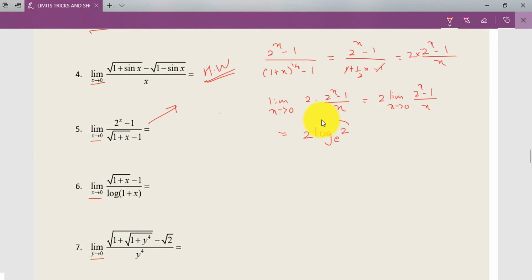This will be your answer, since the formula is limit of x tends to 0 of (a^x minus 1) divided by x, which will always give you log a to the base e. By making use of this standard formula, you get your output. Fine.